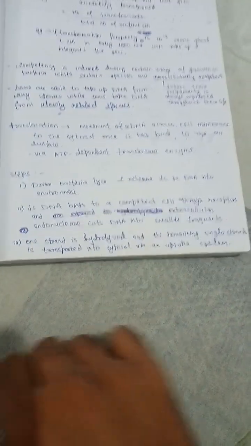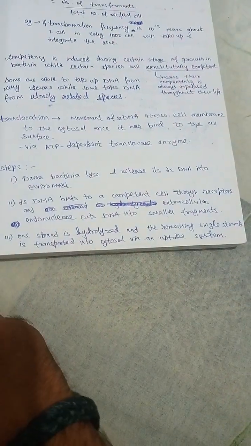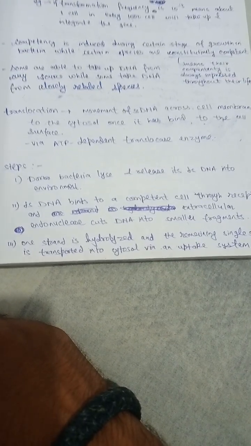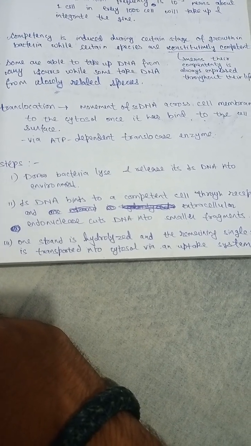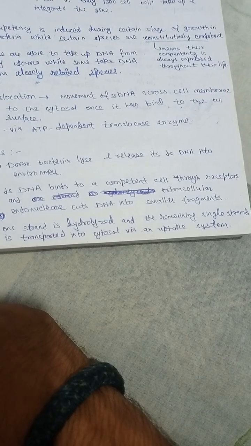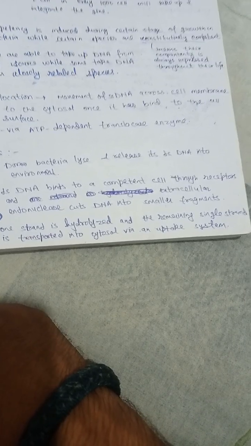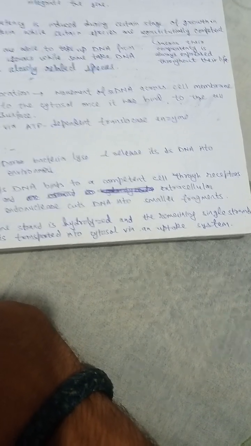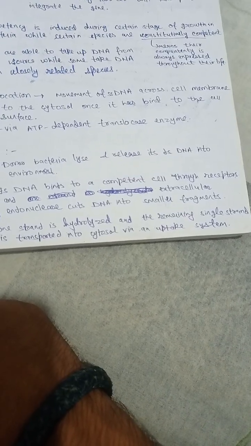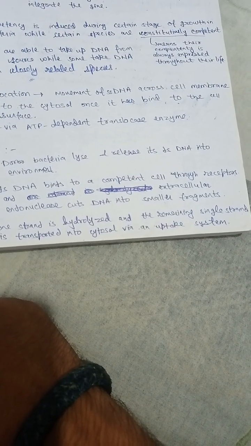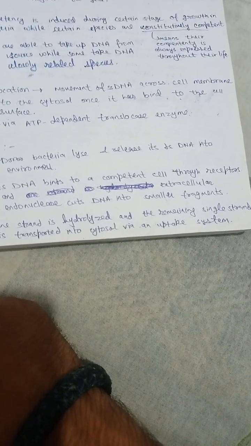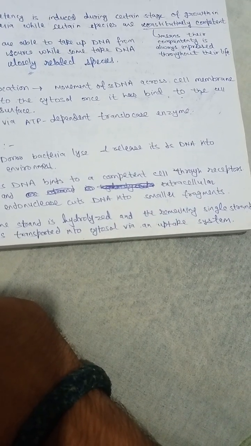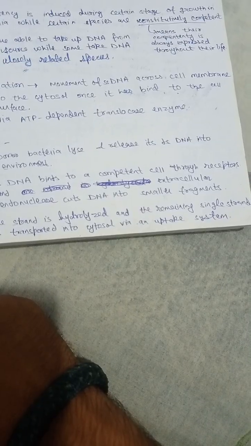Now let's see the steps involved in transformation. What we studied in transformation till now is that there is DNA in the environment and the bacteria take up the DNA. So where does the DNA in the environment come from? The DNA comes from the lysis of the bacteria. First the bacteria lyse and release their double-stranded DNA into the environment. And now this DNA has to be taken up by the recipient bacteria. So the first step is the donor bacteria lyse and release their double-stranded DNA into the environment.